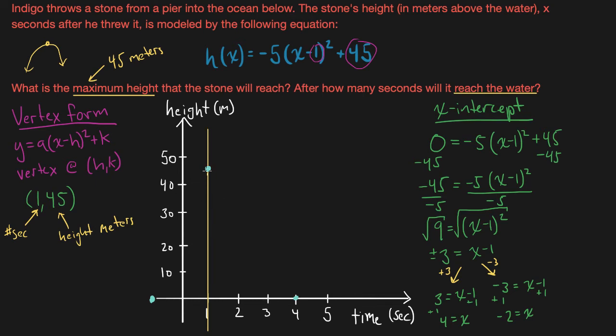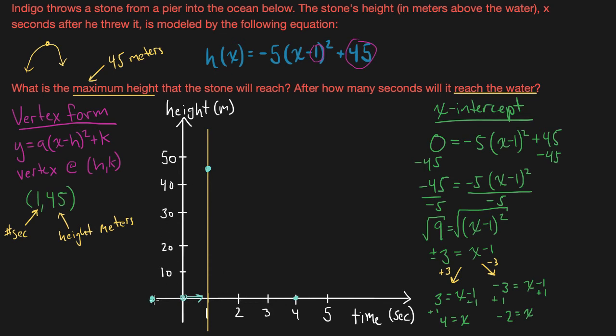just because we could graph this back down to this line here, does that mean that 1 second before Indigo threw the stone, that it was at the surface of the water? No, we don't know what happened before he threw the stone. And so this equation here only models from this point going forward. Okay, it only models from 0 seconds forward.